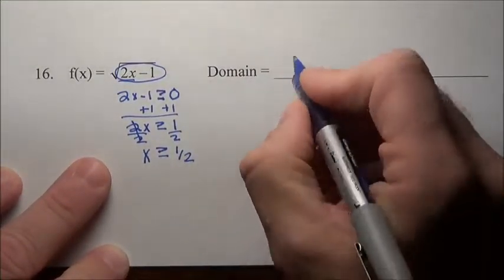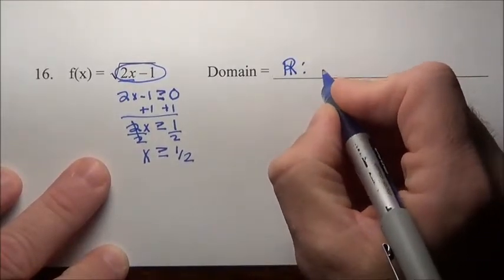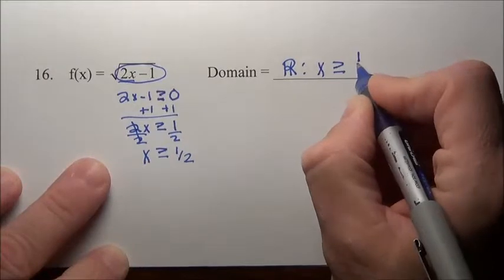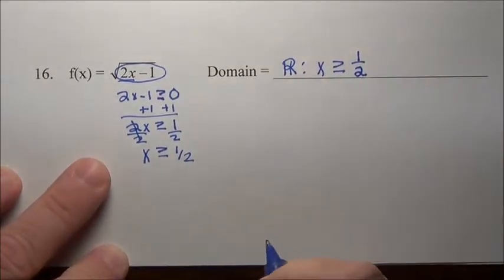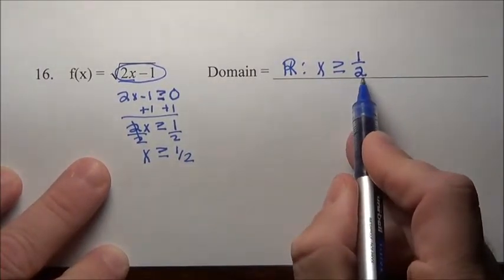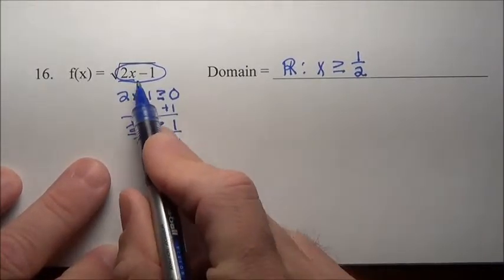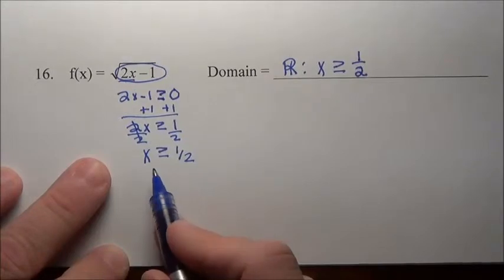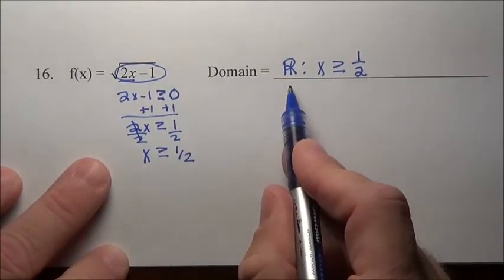So the domain is all real numbers such that x stays greater than or equal to 1/2. As long as x is bigger than 1/2 or equal to 1/2, I will get a solution here. Otherwise, you're going to have a problem. You're going to get something negative. This is what we state for the domain.